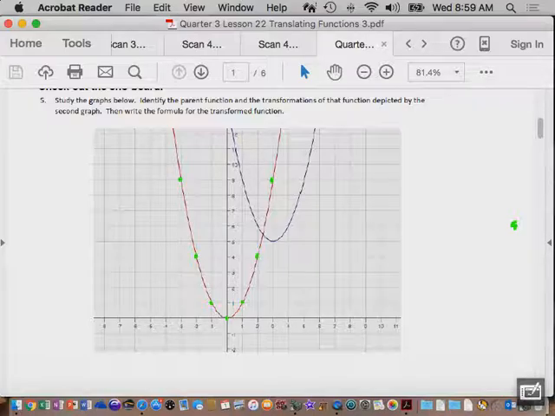Or what's 0 squared? 0. 1 squared, 1. 2 squared, 4. 3 squared, 9. 4 squared, 16. 5 squared, 25. Now, if you look, that's a difference of 1, 3, 5, 7, 9.